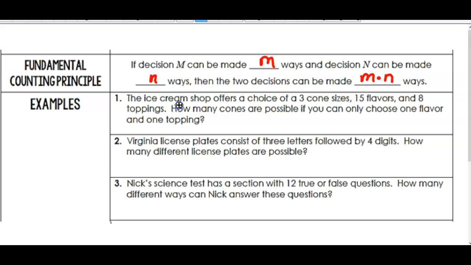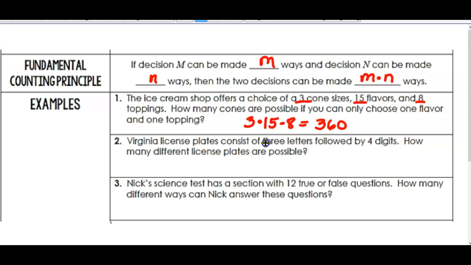Well, the ice cream shop offers a choice of 3 sizes of cones, 15 flavors, and 8 toppings. So how many different cones are possible if you choose only one size of cone, 1 flavor, and 1 topping? So there's 3 cone sizes, 15, and 8 choices to be made. So let's see, 3 times 8 times 15 is 360 different cones you could order.